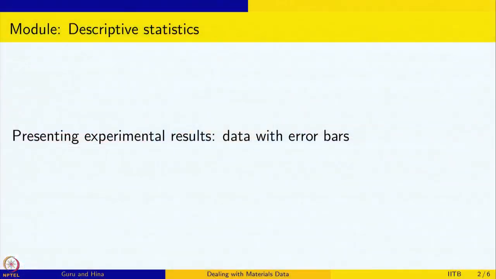We are going to continue with representation or presentation of data, and this session we are going to look at presenting experimental results in which the data is presented with error bars. Sometimes we know that the data is obtained with given error bars. How do we incorporate this information when we present the experimental results, as well as in interpreting results? Without the error bars, if you interpret, you might make wrong interpretations. So we want to look at these two aspects.